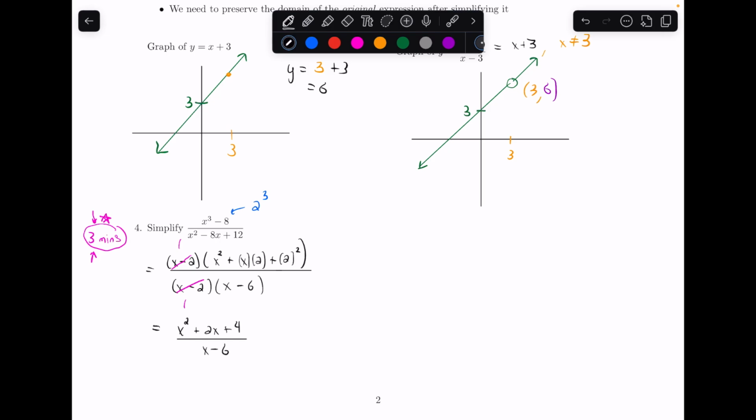I just need to make sure I write my domain. And remember, we have to go back to the original to write the domain. But it's helpful to just use the factored form of the original. And I can see from the denominator that x better not be equal to 6. And also from the other factor, x better not be equal to 2. So x can be anything else except for 6 and 2. And that is my final answer. So it simplifies to this fraction, but x can't be 6 and it can't be 2.